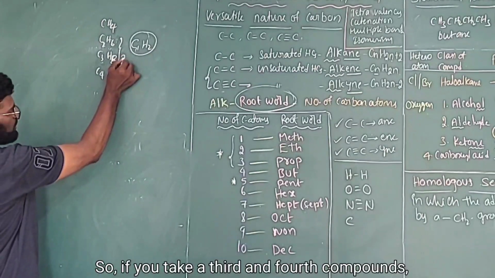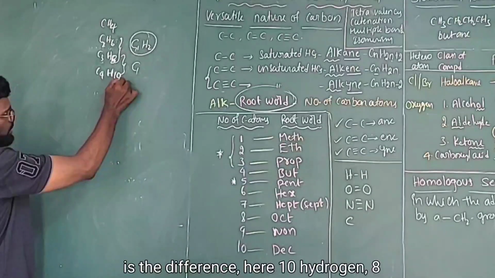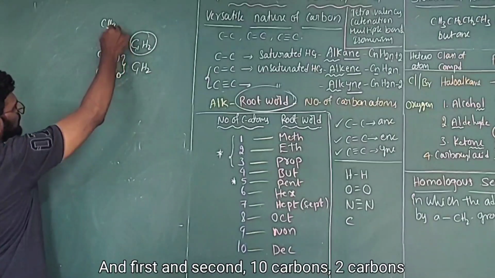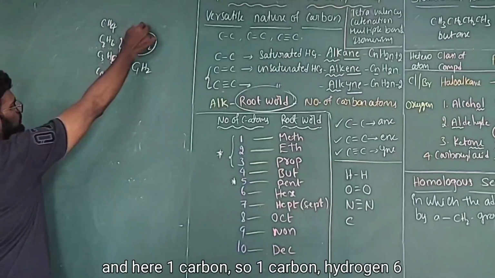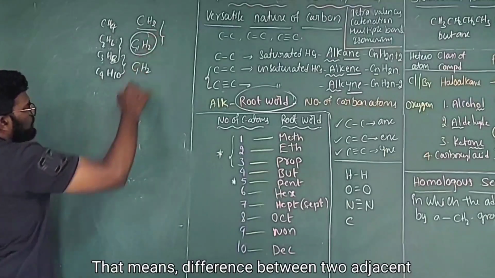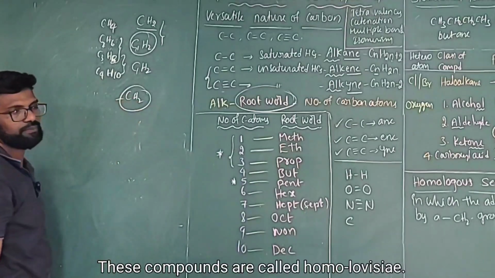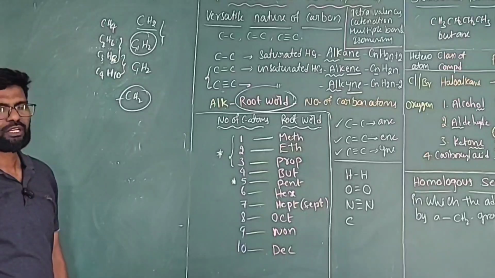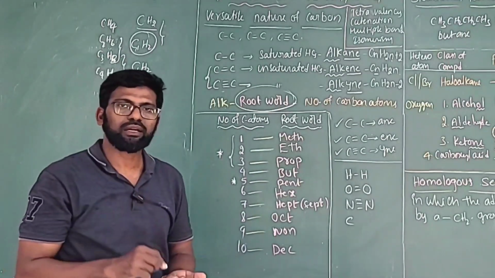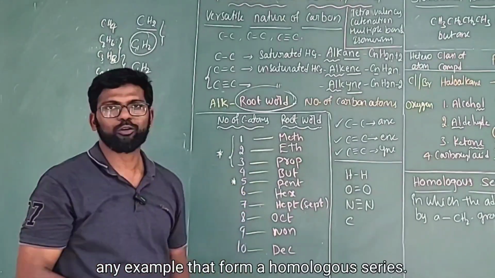Similarly, if you take the third and fourth compounds, here 4 carbons, here 3 carbons, so 1 carbon is the difference. Here 10 hydrogens, 8 hydrogens, so 2 hydrogens, so CH2. And first and second, 1 carbon, 2 carbons, so 1 carbon difference. Hydrogen 6 and 4, 2 hydrogens. That means the difference between 2 adjacent compounds is CH2. Such compounds are called a homologous series. So you can write for homologous series any example: alkanes, alkenes, alkynes, alcohols, aldehydes, ketones. You take any example that forms a homologous series.